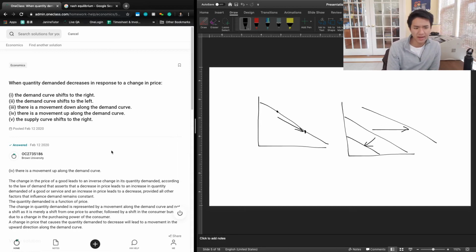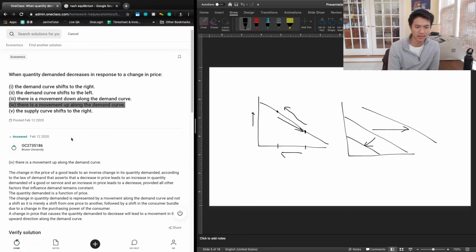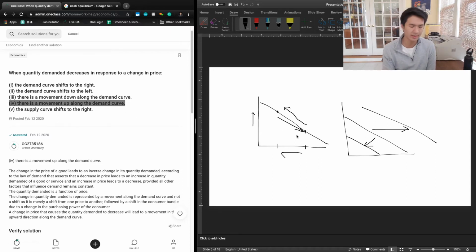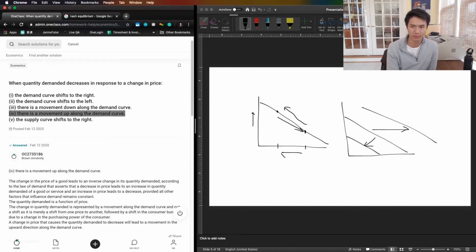And so with that in mind, if quantity demanded decreases in response to a change in price, that means you're going from a high quantity demanded on the right to a low quantity demanded on the left, something like this. What you're going to see is that price has actually increased. We're moving up along the demand curve, and that's going to be an increase in price. And so the correct answer here is a movement up along the demand curve, answer choice 4, and that is what happens when quantity demanded decreases in response to a change in price. So keep this relationship in mind. This should be a pretty straightforward question for us.